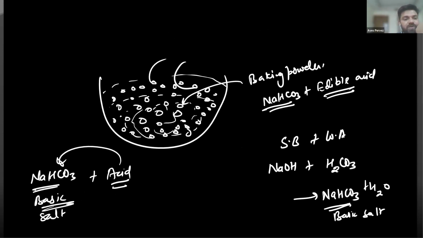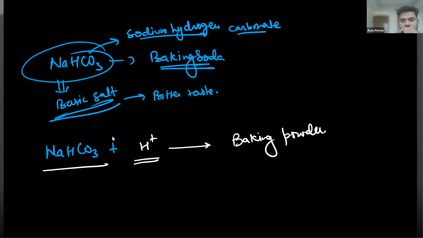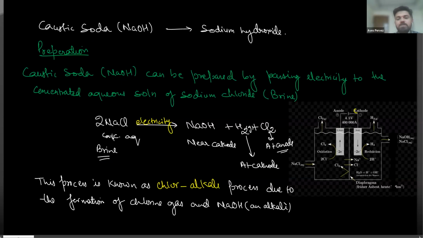Now, moving to this portion. Note this one, please. This process is known as the chlor-alkali process, due to the formation of chlorine gas and NaOH. Chlorine gas indicates chlor, and NaOH indicates what? NaOH indicates alkali. So that's why it is considered the chlor-alkali process.